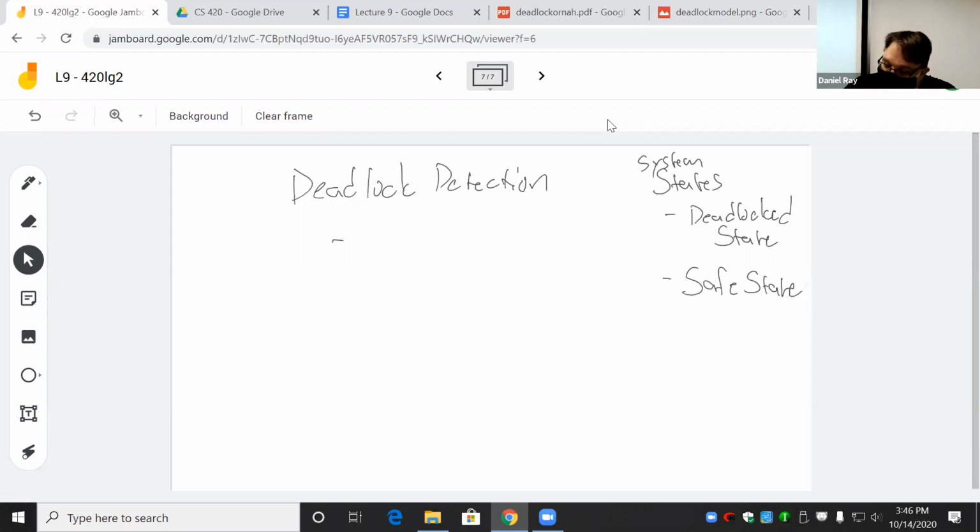What that means is not only that there's no deadlock in the current state, but that there cannot be a deadlock, no matter what allowable transitions take place. So keep that in your back pocket for just a second.